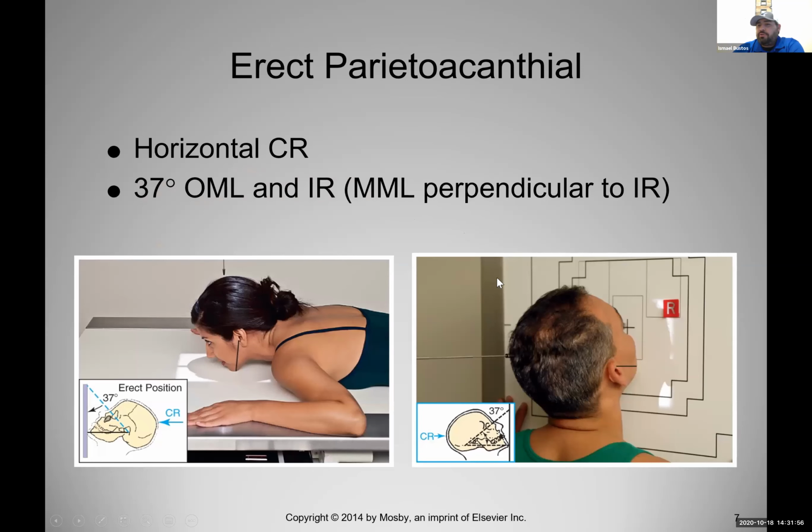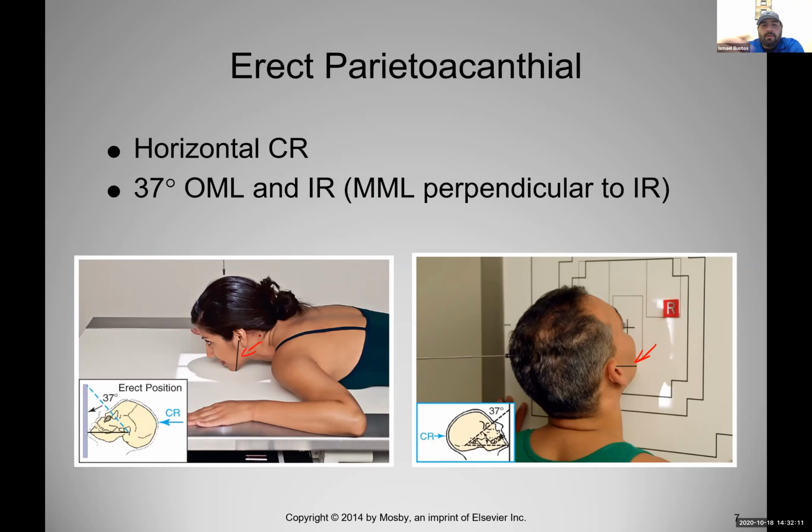This is just showing you another view, the erect position of the parieto-acanthial. So again, still chin on the image receptor. The MML, which you can see here, is perpendicular to the image receptor.